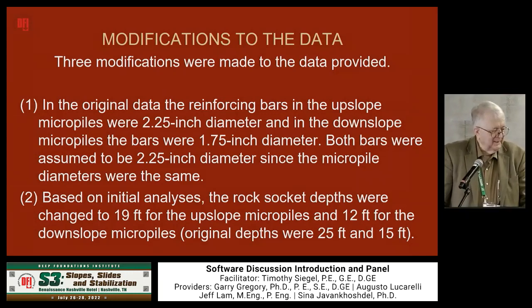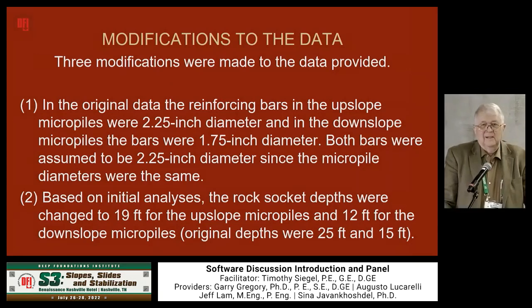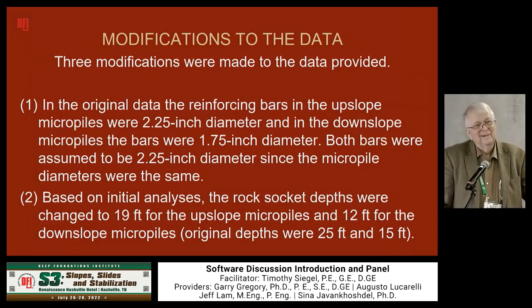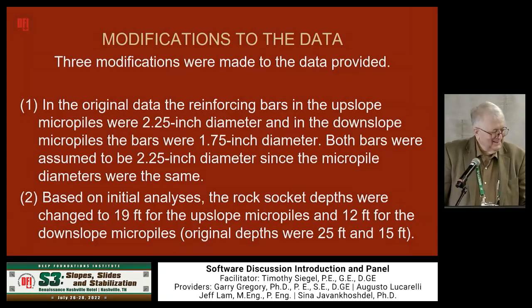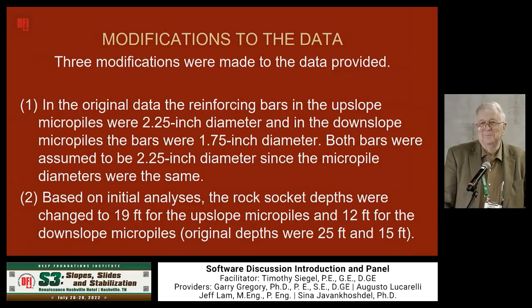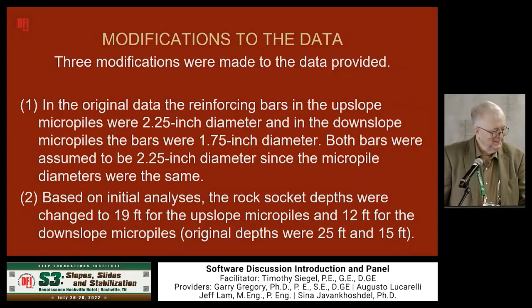I made 3 modifications to the data that were provided. In the original data, the reinforcing bars in the upslope micropiles were 2 1/4 inch, and in the downslope were 1 3/4 inch. I assumed both bars to be the same at the 2 1/4 inch. And I kind of had a hint from some of the things I'd heard on it. So I made them the same, which seemed practical to me.